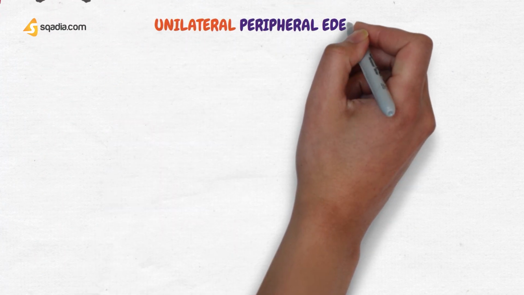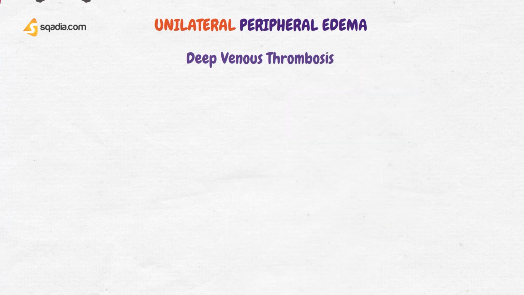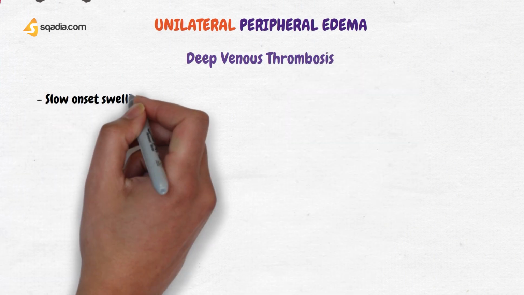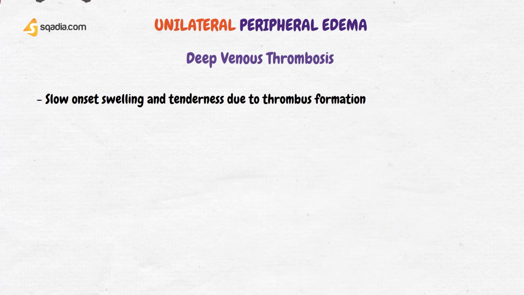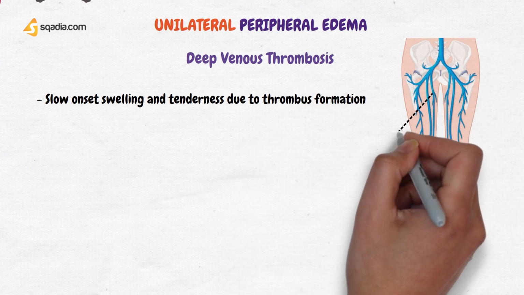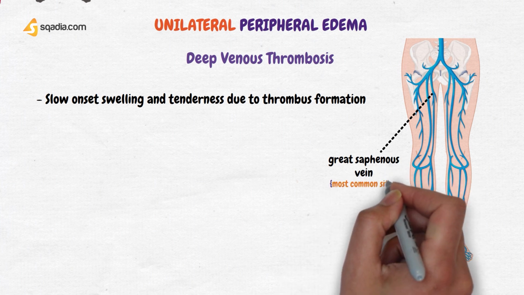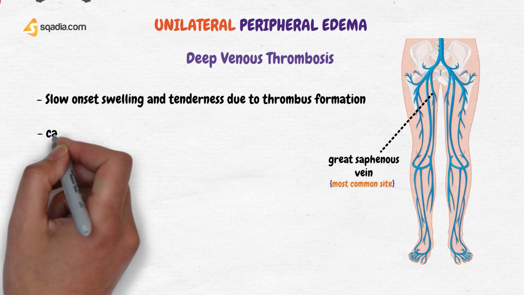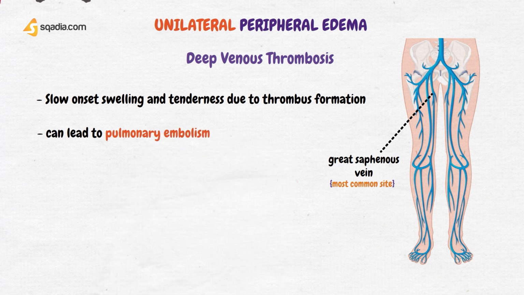Now let's go through causes of unilateral peripheral edema. First, we have deep venous thrombosis, where the edema has a slow onset. The formation of a thrombus occurs most commonly in the great saphenous vein and obstructs the passage of blood from legs to heart, causing edema. The thrombus can also dislodge, travel to, and block pulmonary arteries, leading to pulmonary embolism.